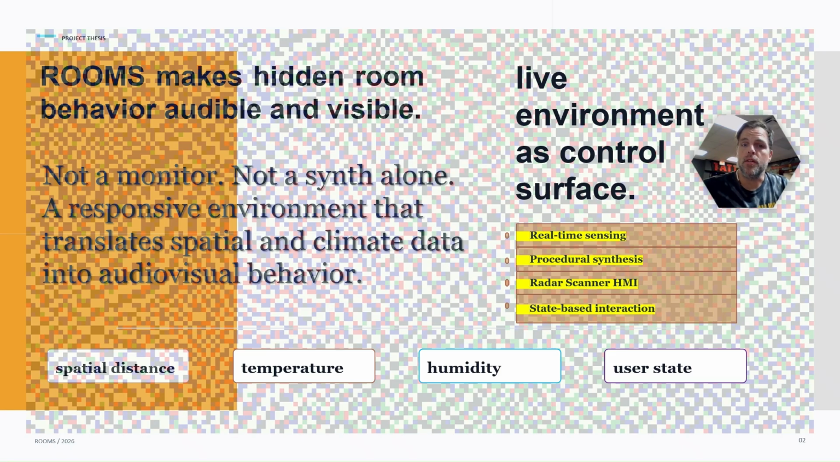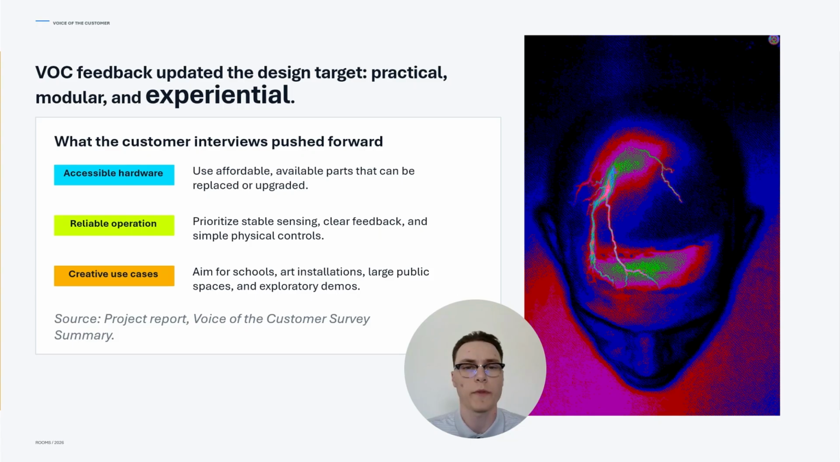Four pillars: real-time sensing, procedural synthesis, a radar scanning HMI, and state-based interaction. The inputs are spatial distance, temperature, humidity, and user state. What the customer interviews push forward is accessible hardware using affordable, available parts that can be replaced or upgraded, reliable operation that prioritizes stable sensing, clear feedback, and simple physical controls, and creative use cases aimed at schools, art installations, large public spaces, and exploratory demos.